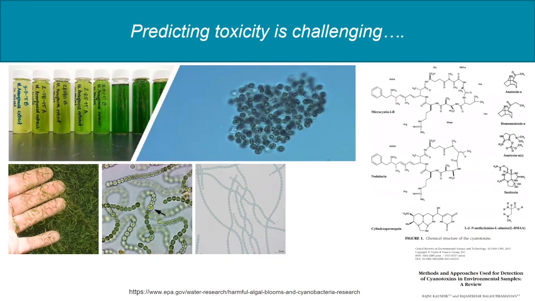So predicting toxicity is challenging, and we need to also consider the fact that there's a suite of toxins that cyanobacteria can produce. Some species can produce multiple toxins, all of which can impact health. We often only test for the most common toxin, which is microcystin, but there are many others that can be found if we test more broadly. So knowing whether the water is toxic is hard, and knowing which cyanobacteria is causing the problem can also be challenging. Getting a good sample to understand the risk is another challenge.